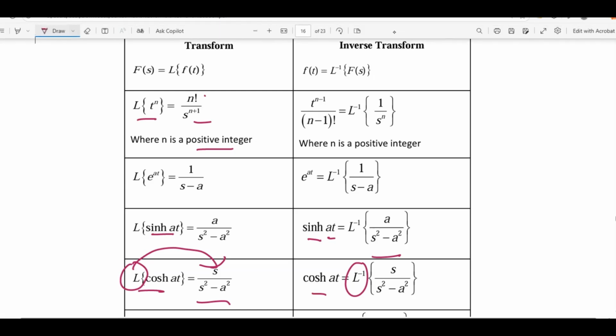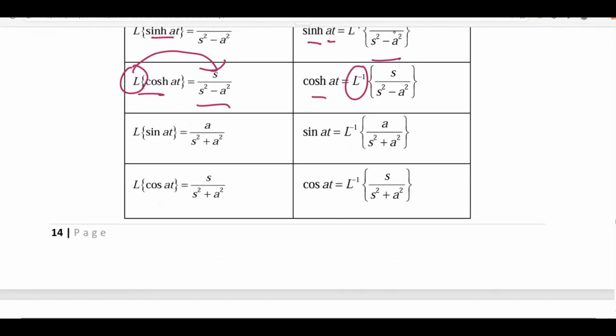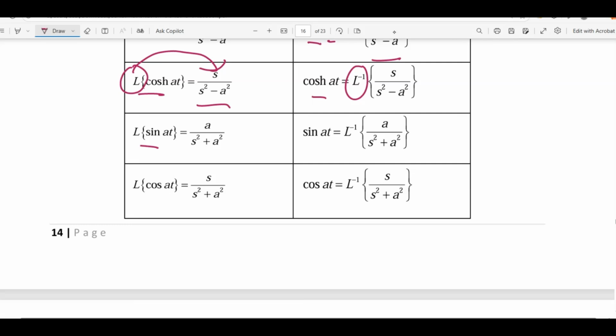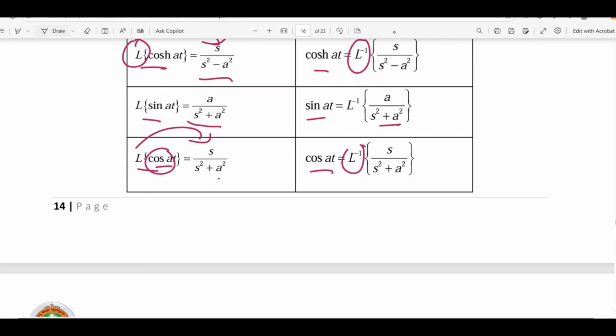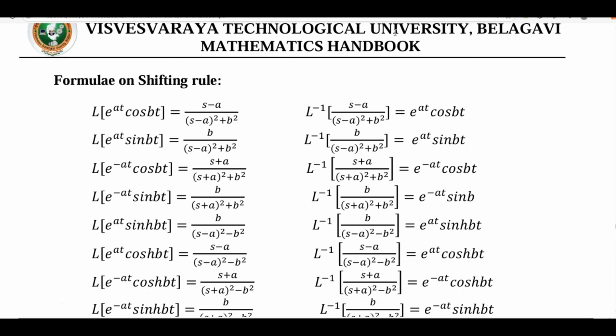Then the next one: L{sin at} = a/(s² + a²), so sin at = L⁻¹{a/(s² + a²)}. L{cos at} = s/(s² + a²), so cos at = L⁻¹{s/(s² + a²)}. Then you have the next one, formulas for the shifting rule.